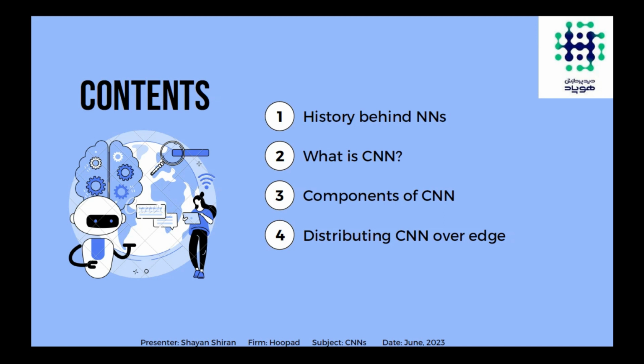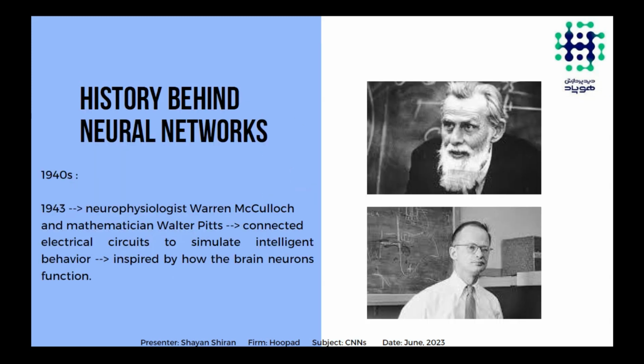Today, I'm going to talk about the history behind neural networks. I'm going to give a brief but concise history of neural networks, and then I'm going to talk about CNNs and their components. And then I'm going to talk about the main purpose of this series of presentations, and that's going to be distributing CNNs over edge constrained devices. So let's begin the history.